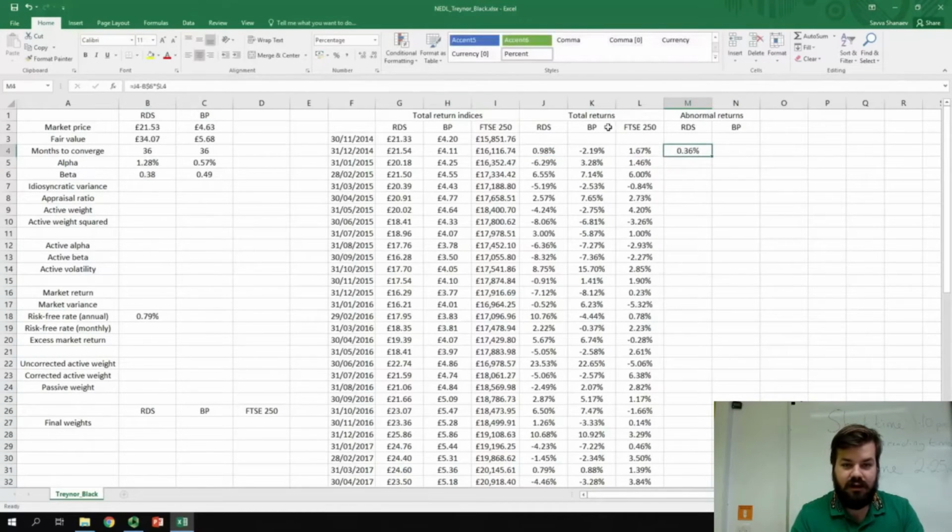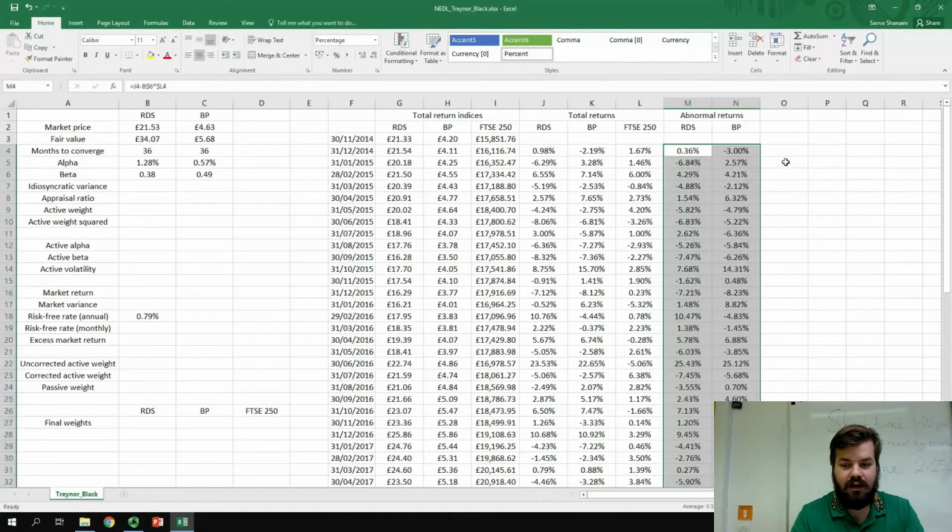And we apply this formula and we get the abnormal return for Royal Dutch Shell in December 2014. And we can drag it for BP as well. And then we can double-click the bottom right corner and get abnormal returns for all of the months we have data for.